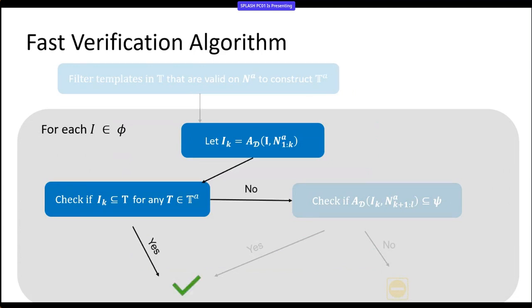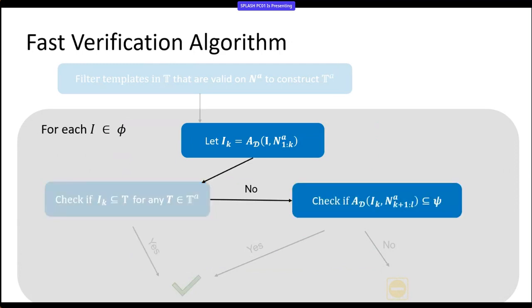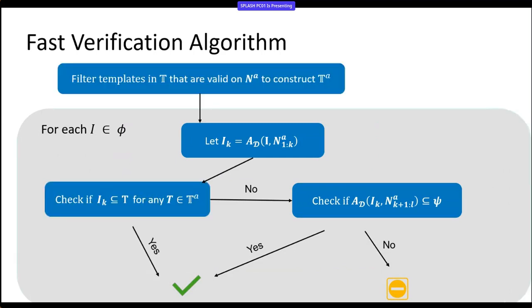If it does not, then we further propagate this ik from layer k to L, and then we check if this ik is contained within psi or not. And if it is, then we verify the property. If not, then we say that the property may not hold. Now, the speed up comes from the fact that we short circuit the proof whenever it is contained in the template in this step.